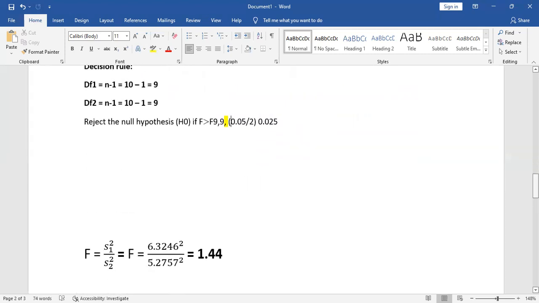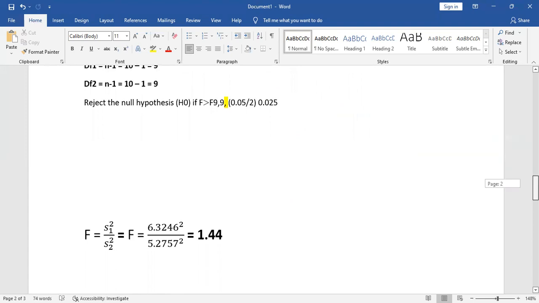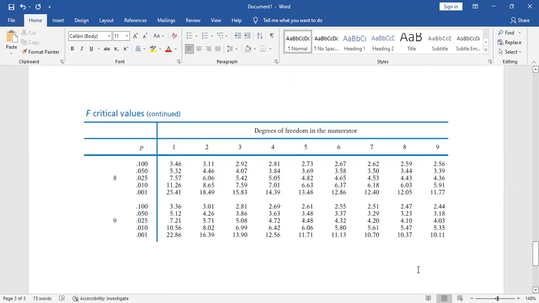So now, with this in mind, I can check the table to fish out the reading at 9,9, 0.05. I did a snapshot of the table. Here is your F table. You'll see it written F critical values here. The 9 here is the first degree of freedom, and the second degree of freedom 9 is there.